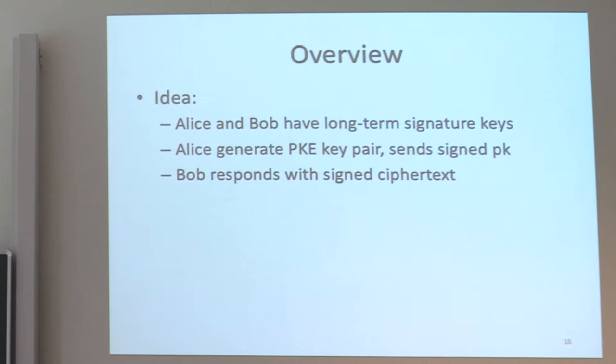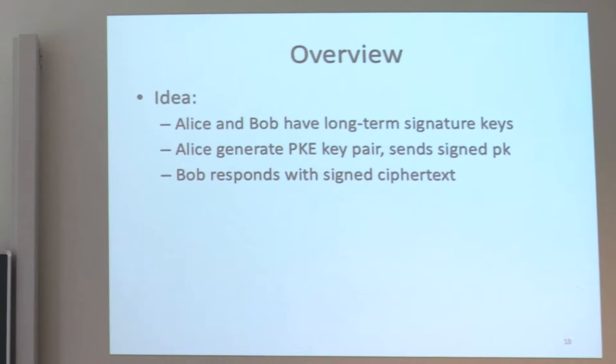Okay? So the idea is basically Alice and Bob have long-term signature keys, and the protocol is much more complex because it also uses one-time signatures and KEMs and so on. But the basic idea behind the protocol is basically Alice generates a key pair for the public key encryption scheme, a fresh one for each protocol execution, and sends the signed public key over to Bob. Bob responds with a ciphertext with respect to this key, and the result that both parties obtain from decrypting the ciphertext is the shared session key. Okay, so that's the idea.